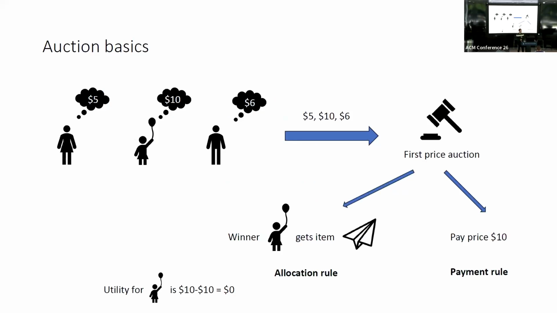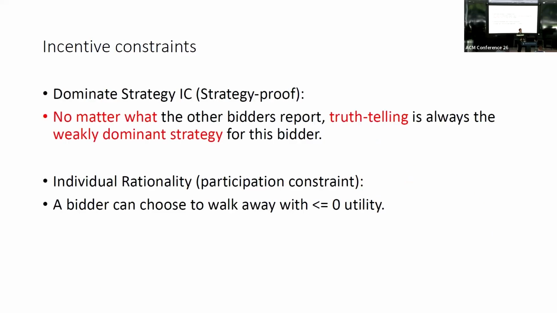I guess all of you are very familiar with this, but just to go through the basics of auctions, we adopt an independent private valuation model where each agent has a private valuation of items. They submit a bid, a mechanism is run determining an allocation and payment rule, and a utility for an agent is realized after the allocation and payment rule. The key thing here is what we call incentive compatibility constraints. Here I use the dominant strategy incentive compatibility constraints, which say that no matter what the other bidders report, truth telling should always be the weakly dominant strategy for this bidder.